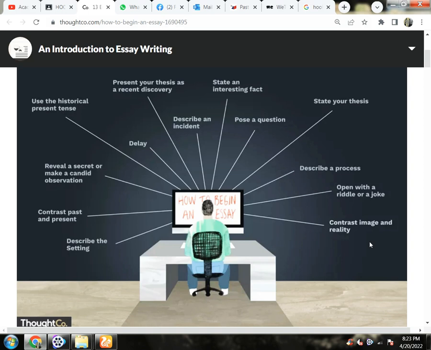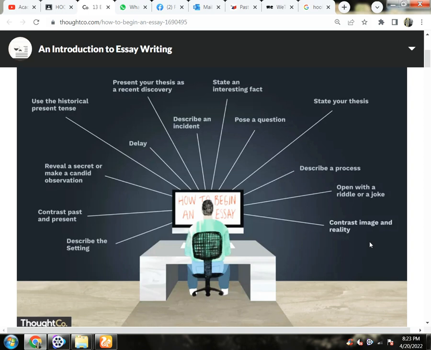Obviously, your examiner has to read on whether they want to or not, but an interesting opening will develop this thought in their mind that this is a great writer, and they will read with interest, and that obviously will affect your mark. So hooking your reader is very important. All kinds of essays, whether they're argumentative, narrative, descriptive, they need to start with a good opening.